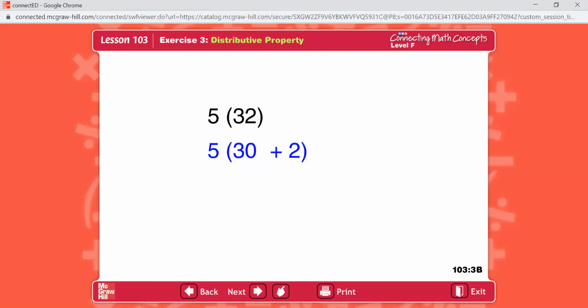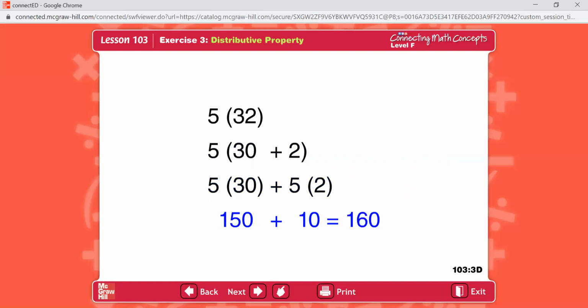Now we add 5 times 30 plus 5 times 2. 5 times 30 equals 150. 5 times 2 equals 10. 150 plus 10 equals 160. So 5 times 32 equals 160.